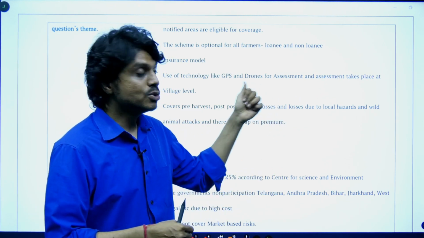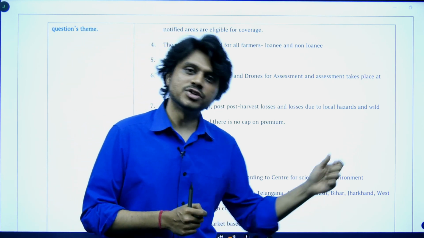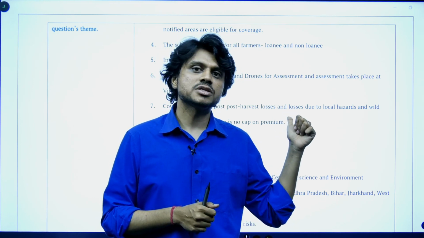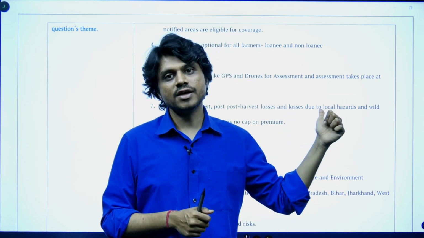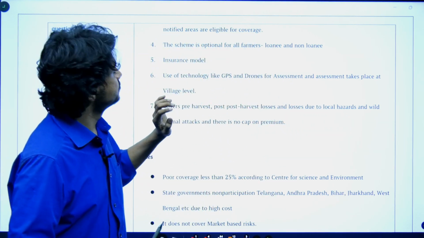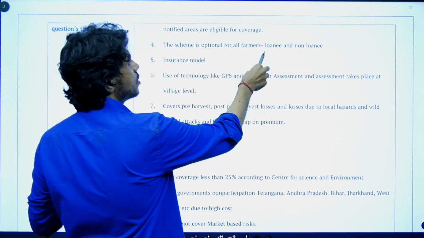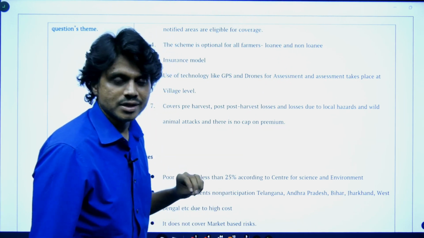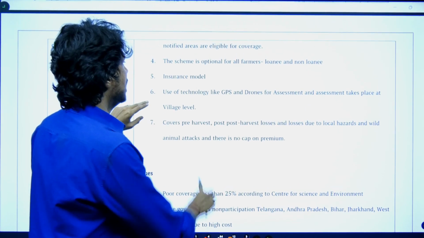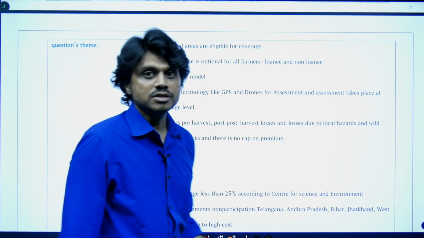This is causing a huge problem, and also many state governments have withdrawn from this scheme. Even Andhra Pradesh has withdrawn from this scheme, and has come up with its own scheme. This scheme is optional for all the farmers, loanee and non-loanee, but in Andhra Pradesh such a scheme is not optional. It is compulsory for the loanee farmers. So this is the scam or fraudulent activity that is taken up by the insurance model.